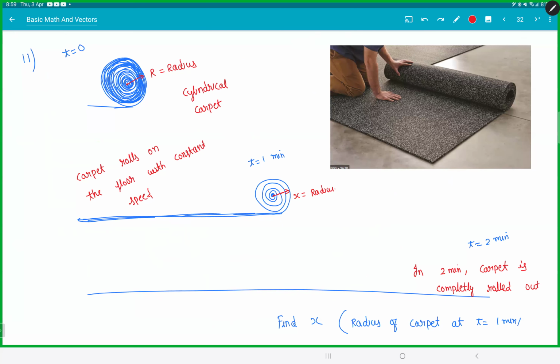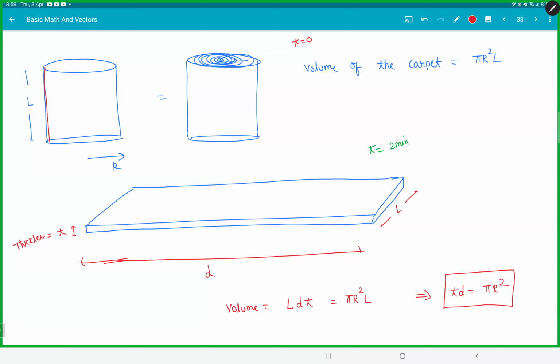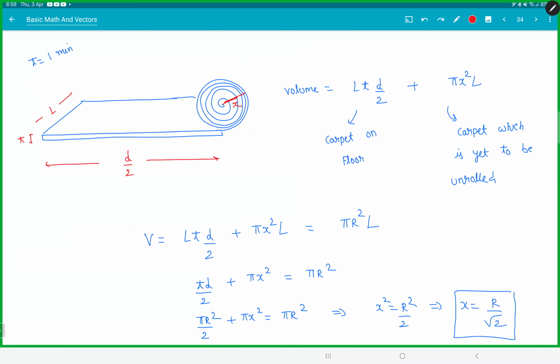So who wants to try? You can do that as homework. So at 1 minute, radius is r by root 2. So find the time.